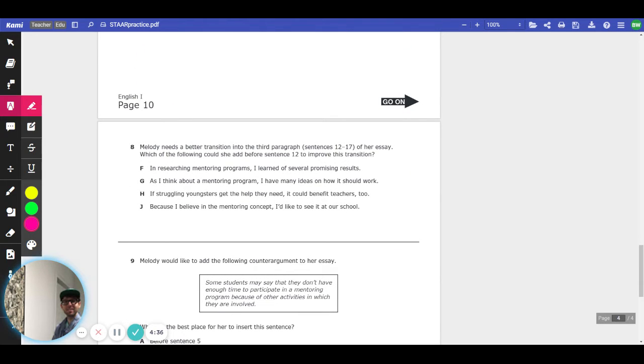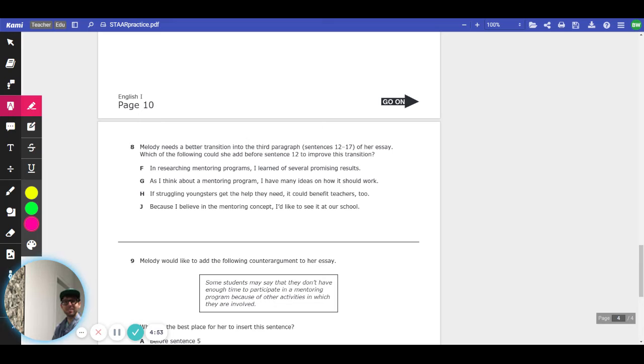In researching mentoring programs, I learned of several promising results. Okay, that could be. As I think about a mentoring program, I have many ideas on how it should work. I would cross this one out because she goes on to talk immediately about the magazine she's found something in, and that's not her own thoughts.